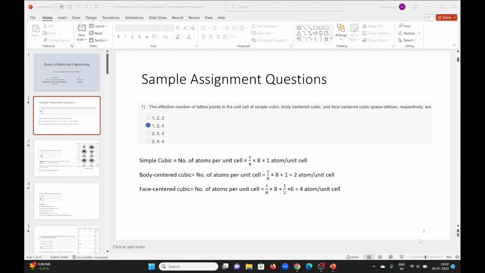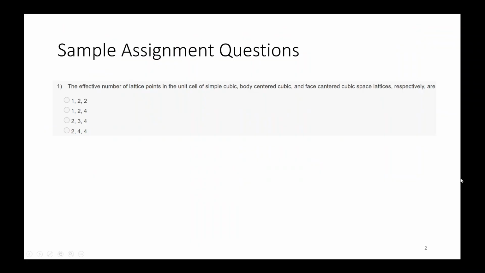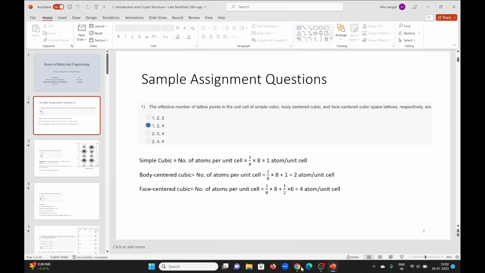Okay, so firstly I'll start. First question: the effective number of lattice points in the unit cell of simple cubic, body centered cubic and face centered cubic space lattices respectively are. Your options are 122, 124, 234 and 244. If you know the answer, please write in the chat. The answer will be 124.